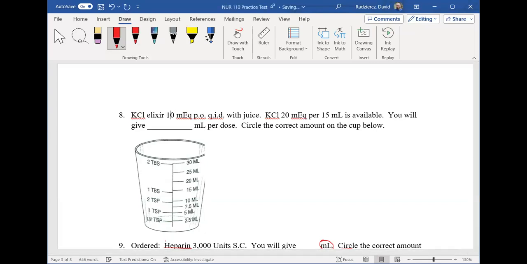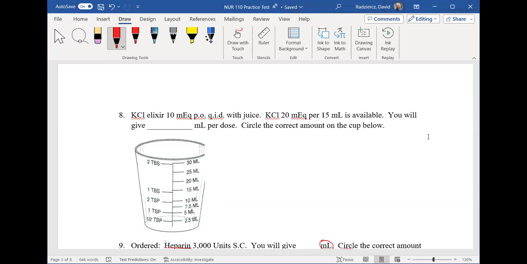All right, so I'm going to change this question to 10 milliequivalents PO QID with juice. The available is potassium chloride in 20 milliequivalents. So milliequivalents, don't get hung up on that. It's just the unit that it's available in. So it's just like milligrams or micrograms per 15 ml. And then we want to know how many milliliters per dose.